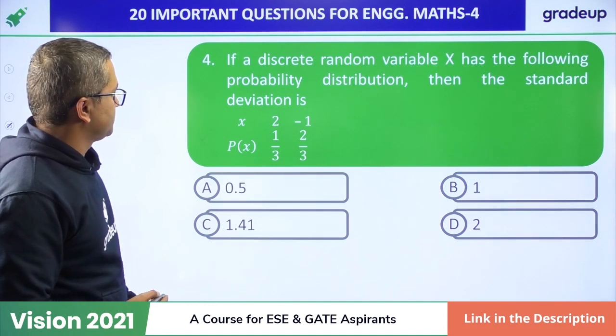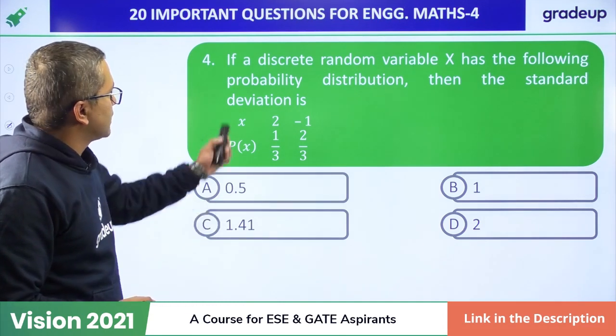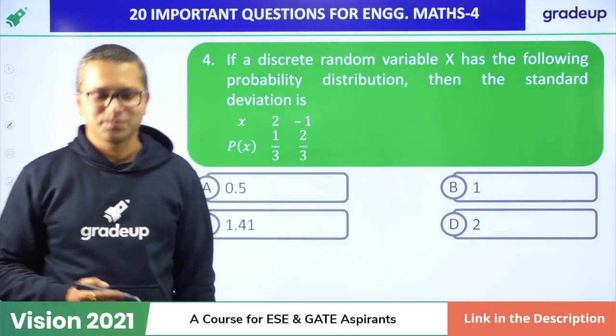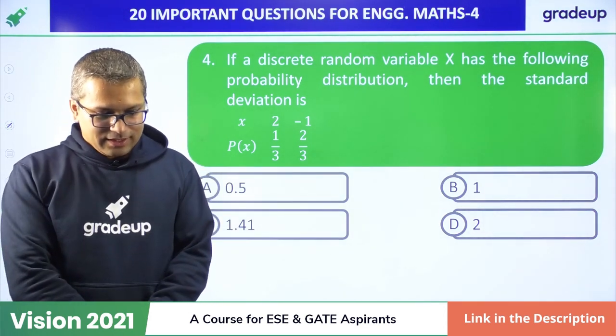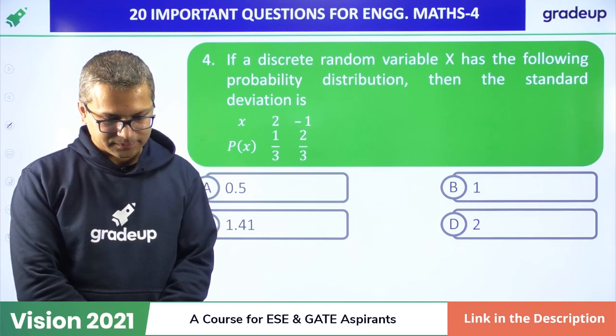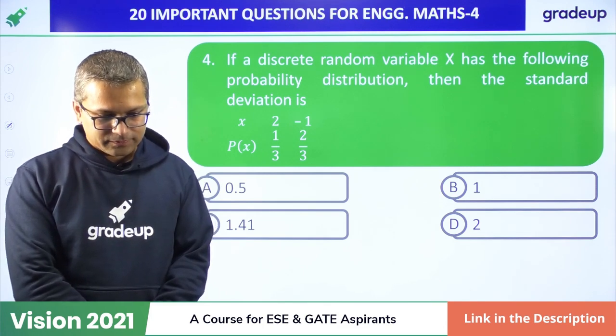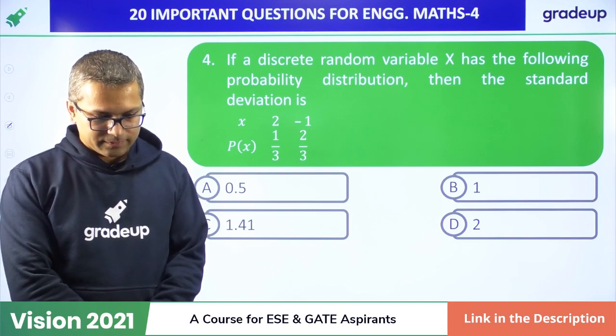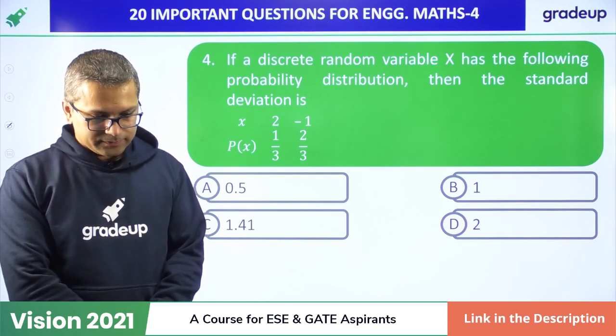What do you think about this? A discrete random variable has the following probability distribution, then the standard deviation you have to calculate. So quickly tell me.